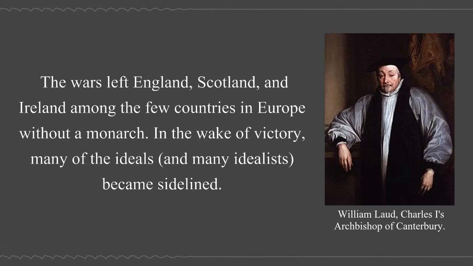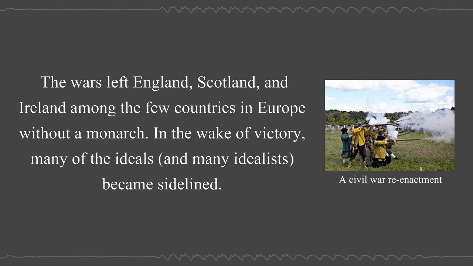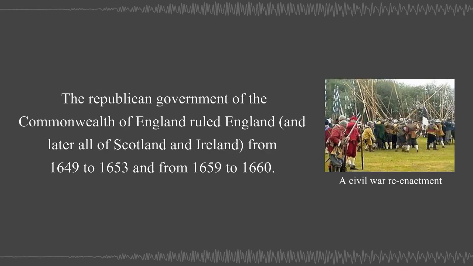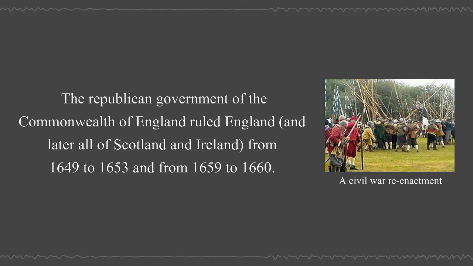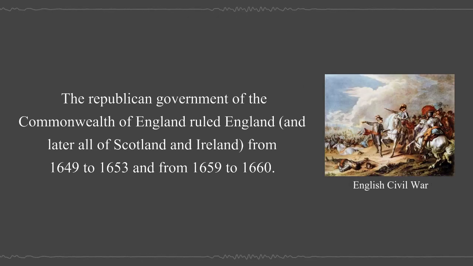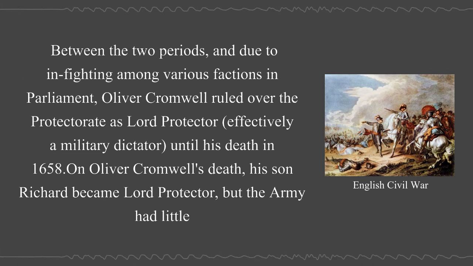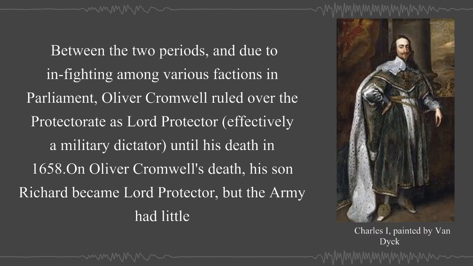The wars left England, Scotland, and Ireland among the few countries in Europe without a monarch. In the wake of victory, many of the ideals and many idealists became sidelined. The Republican government of the Commonwealth of England ruled England, and later all of Scotland and Ireland, from 1649 to 1653 and from 1659 to 1660. Between the two periods, due to fighting among various factions in Parliament, Oliver Cromwell ruled over the Protectorate as Lord Protector, effectively a military dictator until his death in 1658.